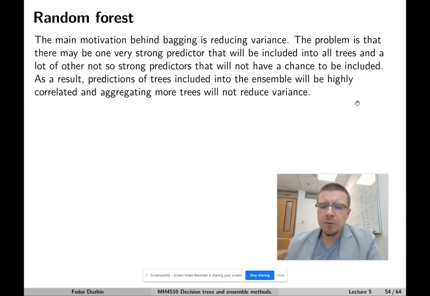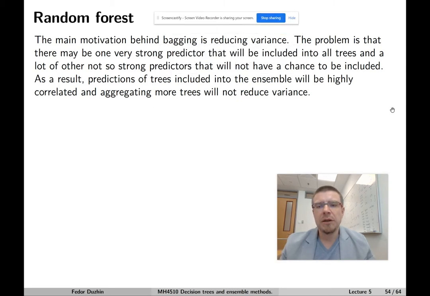Okay, so the reason we are doing this bagging, or bootstrap aggregation, in full is because we want to reduce variance, right? So how much the final decision tree depends on the training data. But the problem, and this is what we saw, is that there could be just one very strong predictor that is going to be included in everything, and other predictors are not going to have a chance to be included. And because of this, the predictions of different trees in the ensemble are going to be highly correlated. Which means that the variance is not really going to be reduced that much.